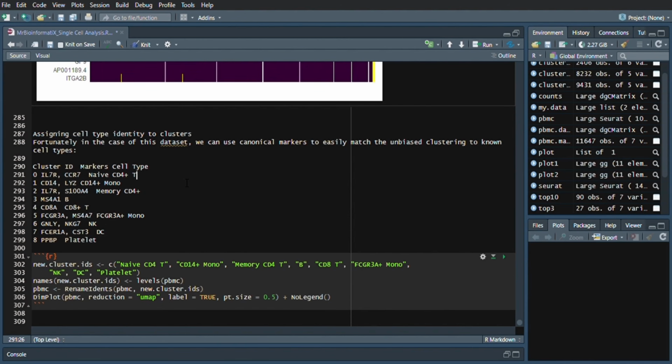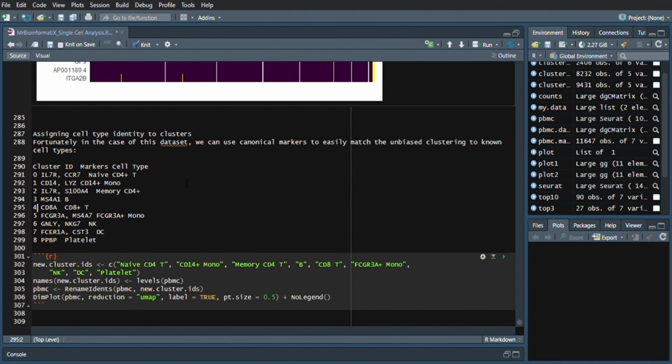And cluster 3 is marked by MS4A1, which represents B cells. This indicates that cells in this cluster express MS4A1, a marker gene associated with B cells. B cells are a type of white blood cell that is essential for producing antibodies and are involved in the adaptive immune response.